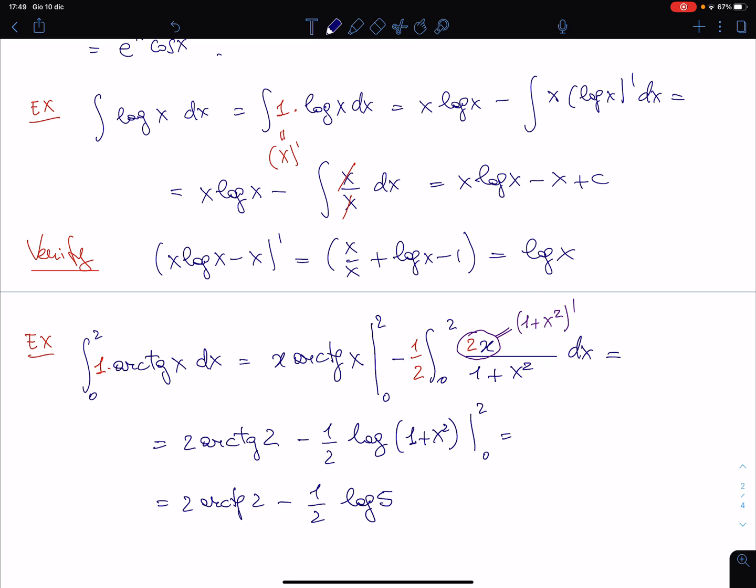Okay? Then you can find many examples. You will do them in exercises and so on, but now I want to go back to treat more exhaustively the case of rational functions, but let us go to another video.